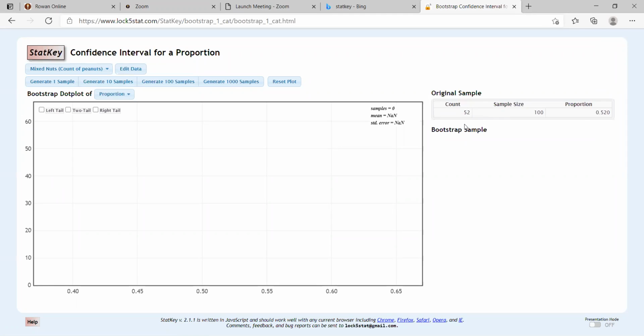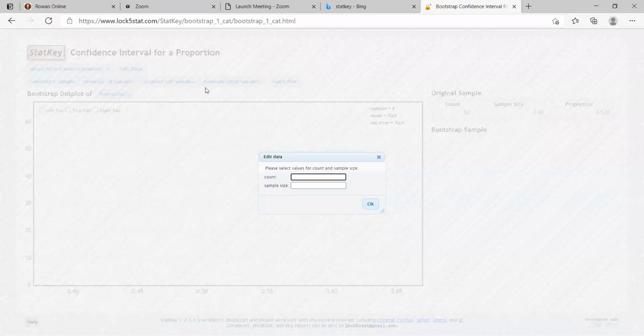All right. Suppose I want to change it to the example we just looked at. So I'm going to click edit data. You can see on the left here, right under the StatKey button, it says edit data. So I'm going to create my own example. I know the sample size is 1,484, so I'm going to put 1,484 there. And then I'm going to put 623 as my count. That's the number of people out of the 1,484 saying the TV is a necessity. So I'm going to put 623 here.